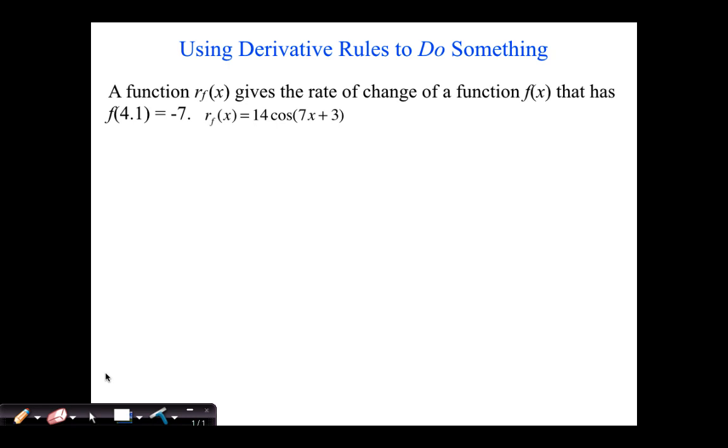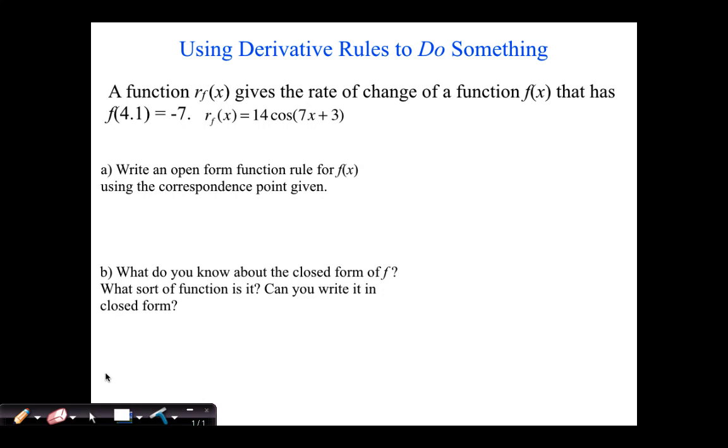All right, so here's our goal. First of all, we want to write an open form function for f of x. That is, recreate the function f of x, whose rate of change is this, first in open form, and then think about the closed form. So I'll give you a little bit of time, discuss with your neighbors. We'll go through this in a few minutes.